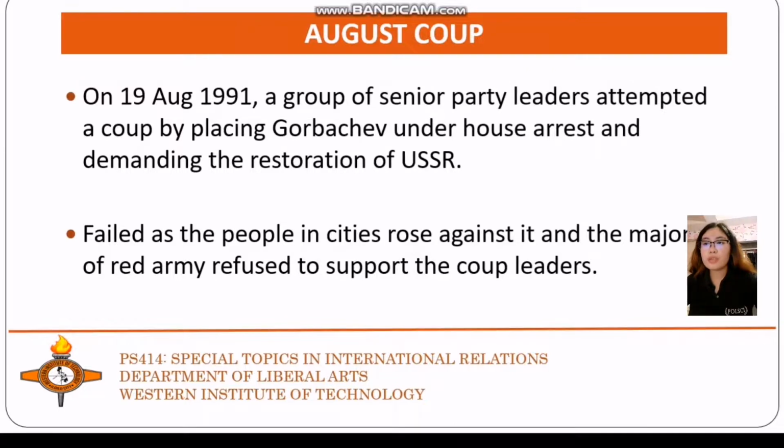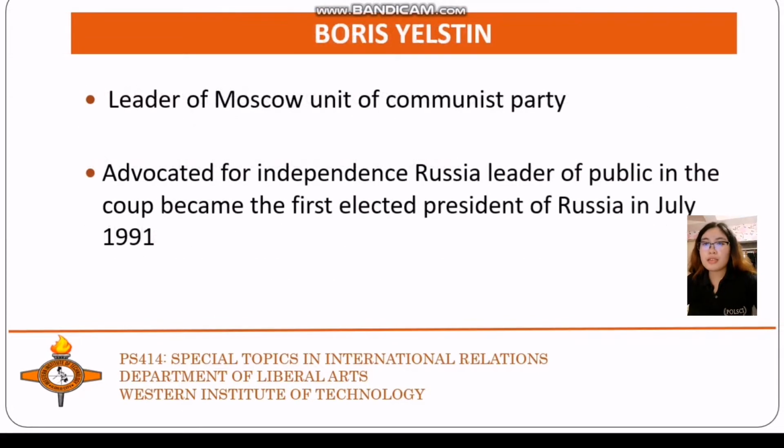But however, there are some leaders who still want to pursue the USSR. On 19 August of 1991, a group of senior party leaders attempted a coup by placing Gorbachev under house arrest and demanding the restoration of USSR. But it failed as the people in cities rose against it, and the majority of the Red Army refused to support the coup leaders. Next we have Boris Yeltsin. He is the leader of the Moscow unit of the Communist Party. He advocated for independence. As Russia's leader of resistance in the coup, he became the first elected president of Russia in July 1991.